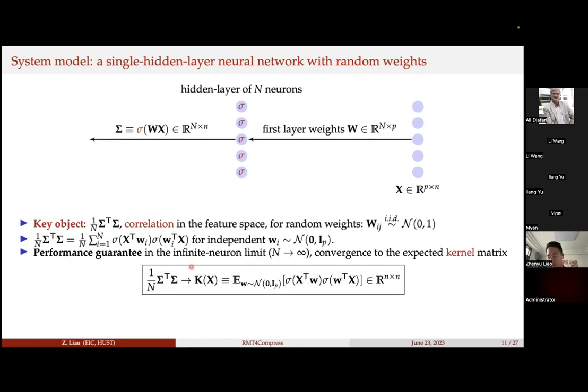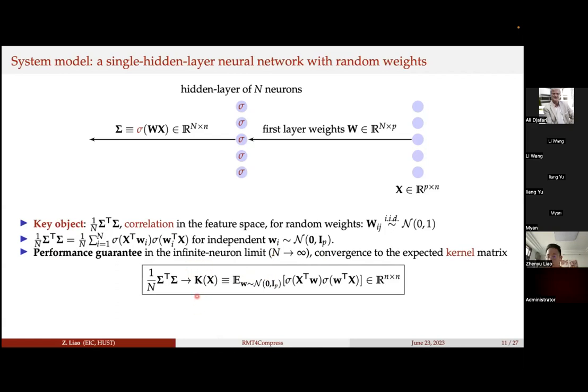And there are papers in the literature already telling us that if the number of neurons is pretty large, that is, capital N goes to infinity, then the behavior of this correlation is characterized by a so-called expected kernel matrix, because in fact this correlation matrix will converge to the expectation over the distribution of your random weights. Okay, so we get a kernel matrix Kx given in this form.